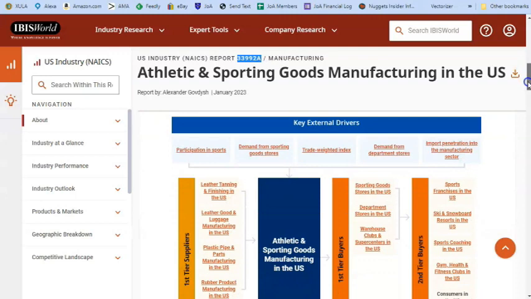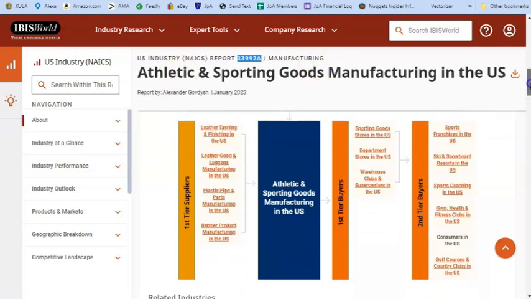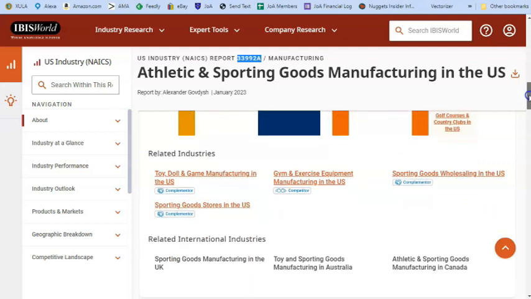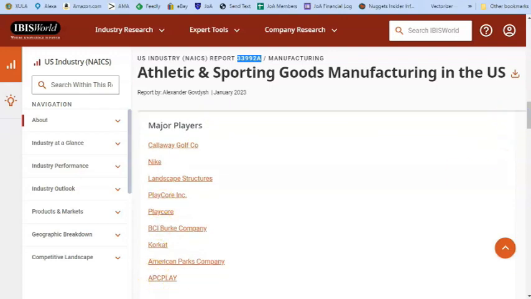And then we've got these key external drivers. So these are the metrics that they look at that would be external characteristics that would impact anyone playing in the athletic and sporting goods manufacturing category. Some of the key issues: who are the suppliers? Who are the buyers? Who are the second tier buyers? So this is a great way to understand the industry. Here's some of the major players in the category.